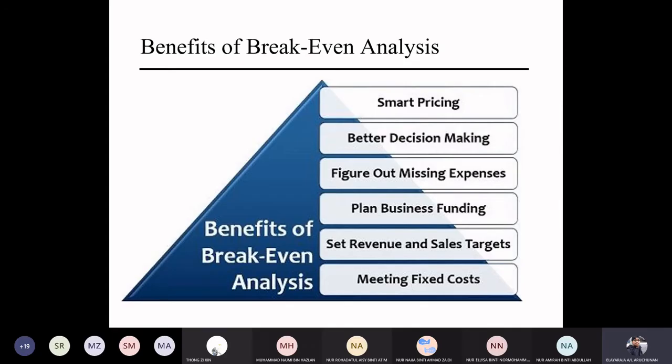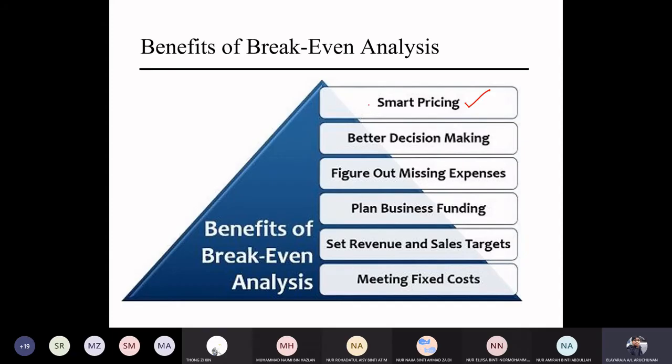All right, now, first of all, the benefits of break-even analysis. What's important in this lesson? First, you can do smart pricing. When you start your business, of course, without any product you cannot start any business. So when you price your product, you know the minimum amount you need to set in order to sell.